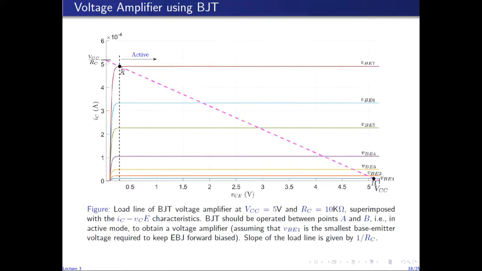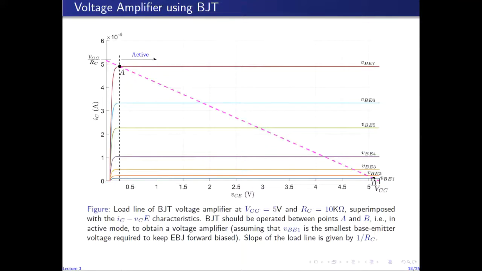So if we mark the intersection of the load line with this dotted line, below which, with respect to VCE, the transistor enters the saturation mode, then this point A refers to the edge of saturation, meaning that for operating voltages and currents lying on this portion of the curve, the transistor will be operating in saturation mode.